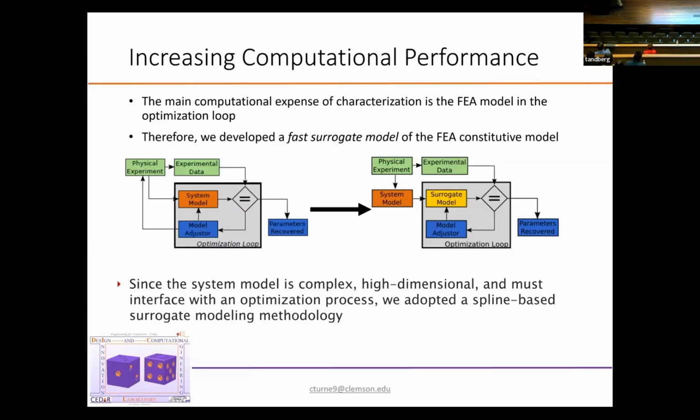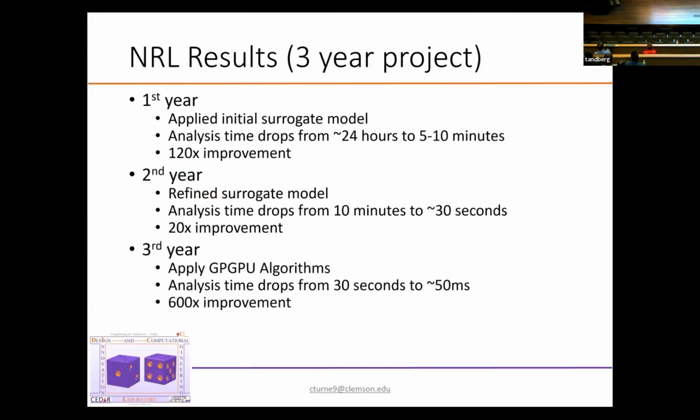So we figured out how to create a surrogate model that replaced the finite element model. And in the first year, we took that 24 hours down to 5 to 10 minutes. We learned a lot doing that. And NRL was very excited about that. We can now process the data almost as fast as we can collect it. So we said we thought we could do better.